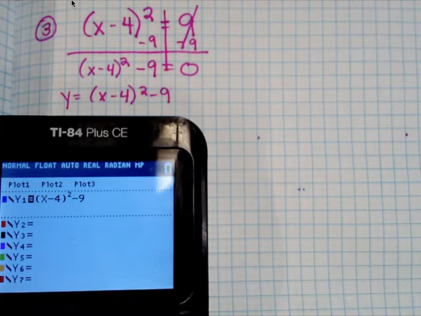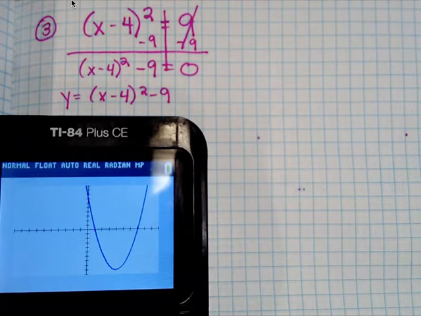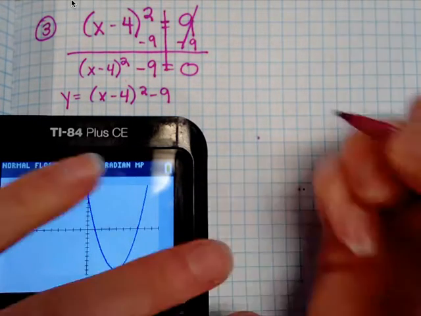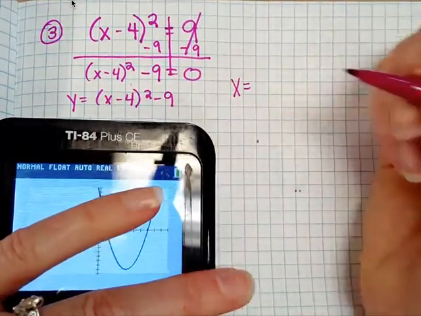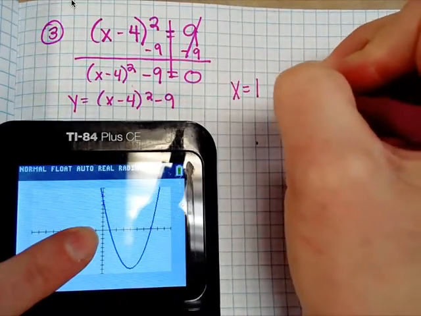Okay, how many times does it cross the x-axis? 2. Okay, so let's look at what those 2 spots are. 1 and 7.